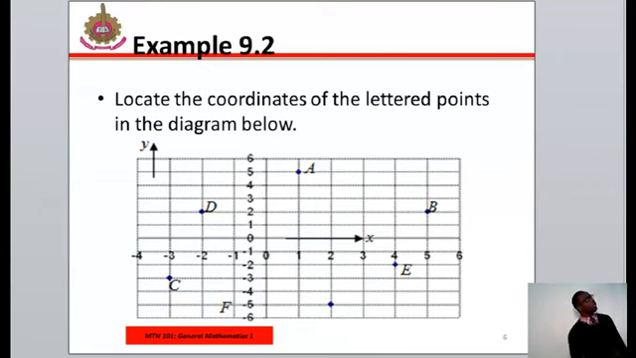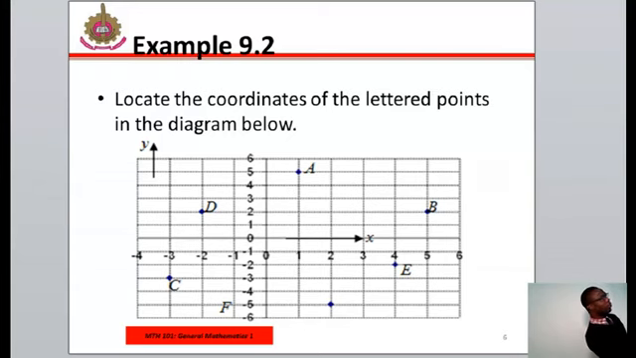Locate the coordinates, that's another example. Locate the coordinates of the lettered points in the diagram. We might not have the illustration to draw all this, but from what is written on the board here, we should be able to locate the points. Now locate the point A with reference to the x-axis and y-axis. Our x is 1 and y is 5. That is, the coordinate of A is (1, 5).